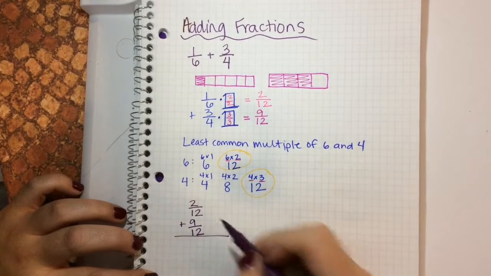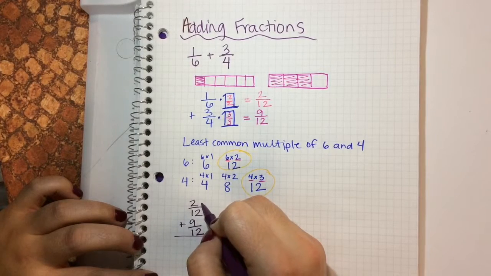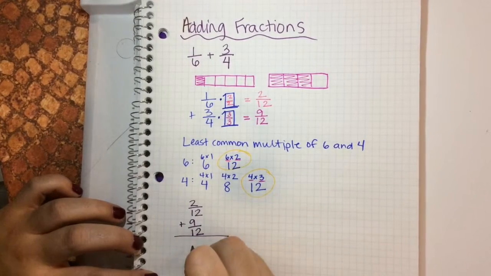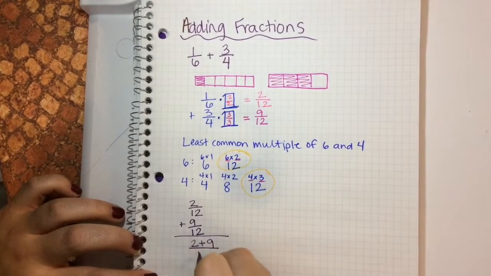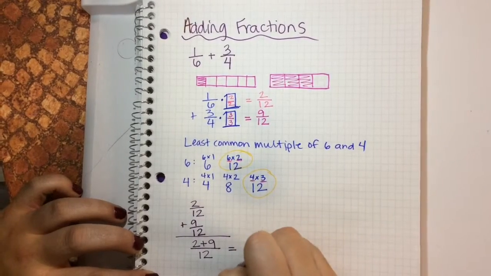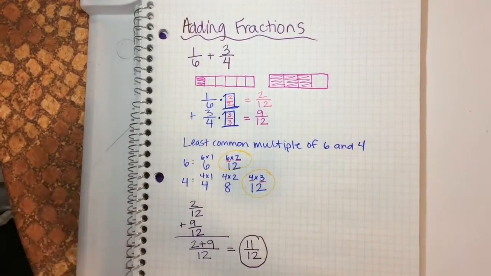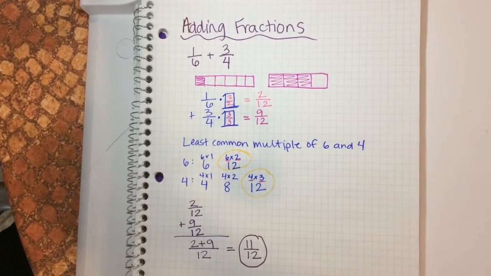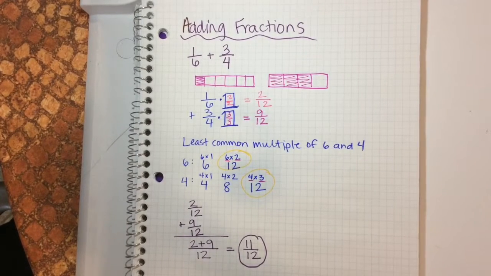Now what I know, since these have the same denominator, I need 2/12 plus 9/12. They're all the same size, so I can do 2 plus 9, which equals 11/12. And that would be my final answer. If you can simplify the fraction at all, you want to make sure to do that. But this one wouldn't simplify at all, since there's nothing that I can divide both 11 and 12 by besides 1.